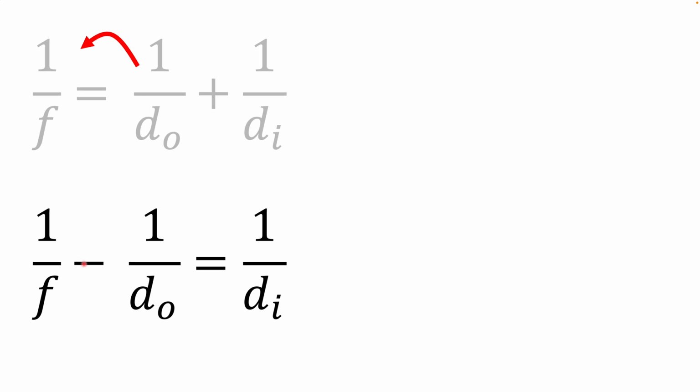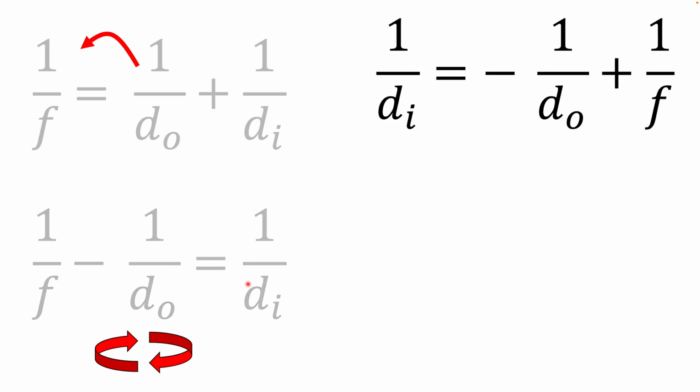I have 1 minus 1 over do now, because I moved it to the other side by subtracting, is equal to 1 over di. This is looking pretty good so far, but since I want y = mx + b, I find it a bit easier to put your y variable on the left, so I'm just going to switch this around to this format up here. It's the same equation, just flipped around. 1 over di is negative 1 over do plus 1 over f.